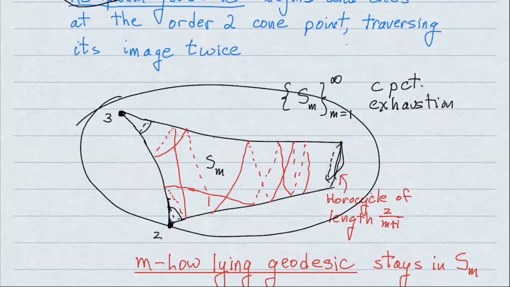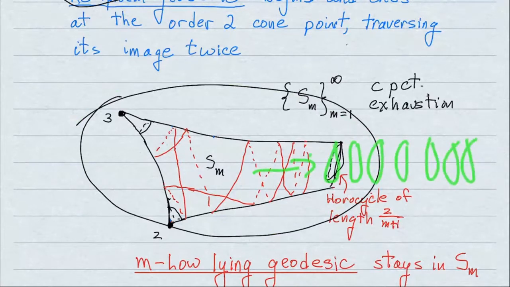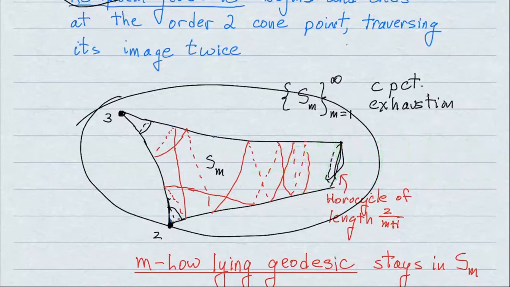In this case, I'm calling S_M the compact subsurface of the modular surface given by, well, as you move out this way, there's this horocycle foliation by horocycles. And if you cut off by the horocycle of length 2 over m plus 1, where m is any integer bigger than or equal to 1, then you can cut that off, and that gives us this compact subsurface S_M, and the S_M give a compact exhaustion of the full modular surface.